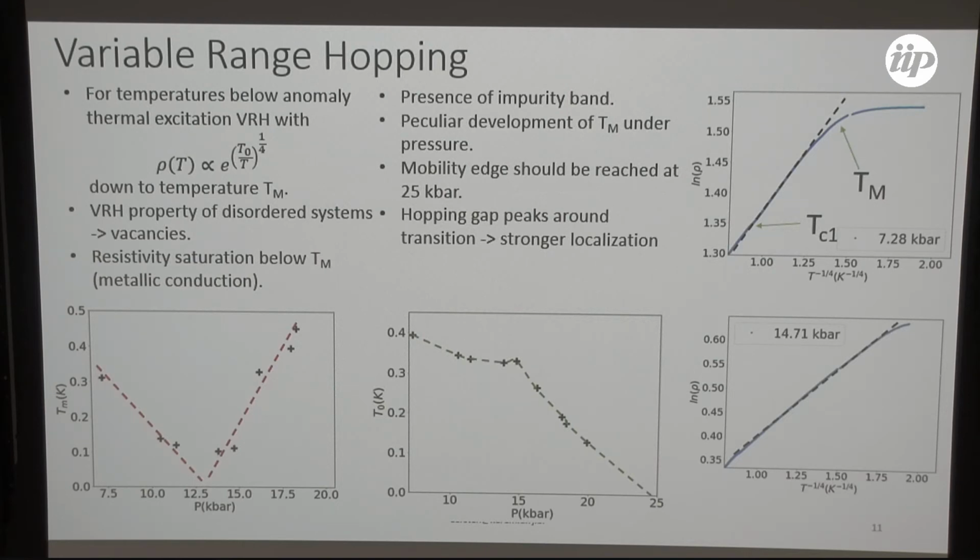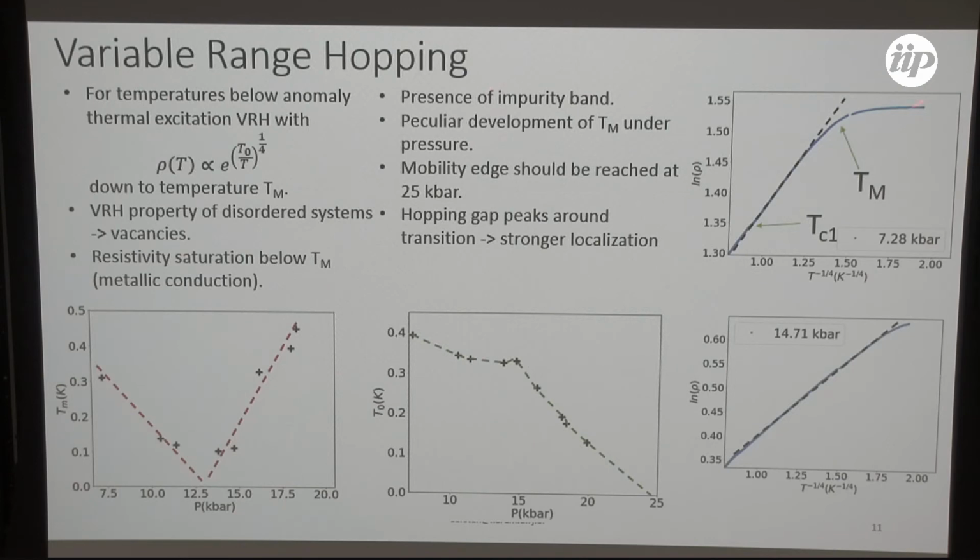So obviously this is from the vacancies, which is the only thing that has a certain amount of disorder. And then we find a resistivity saturation, which probably means that the Fermi level lies within the impurity band.